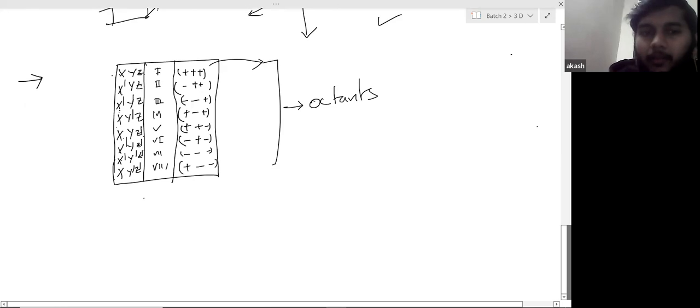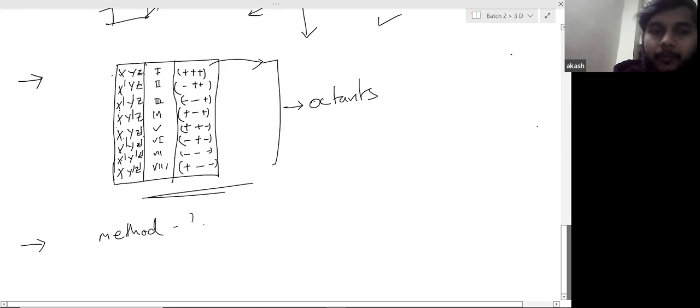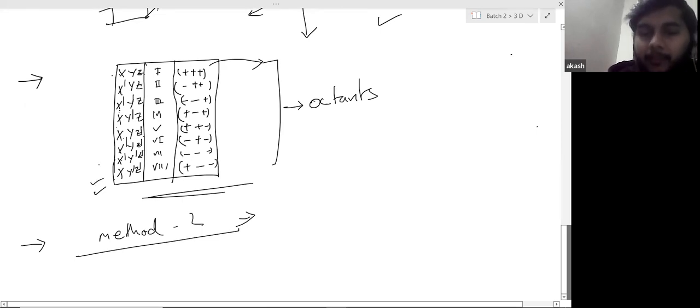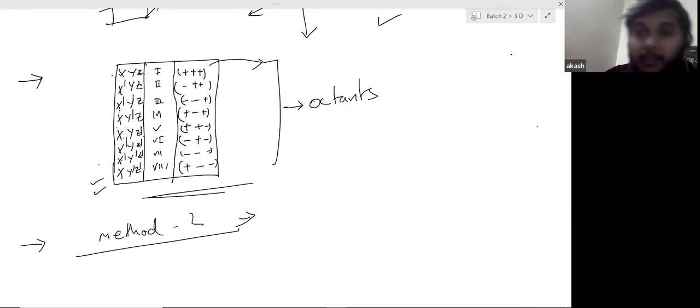So this is one method. Another method, method 2. You will get a 1 mark or 2 mark question from this to state in which octant the point belongs. For that, drawing the table is a bit lengthy, right? So method 2 is using imagination.